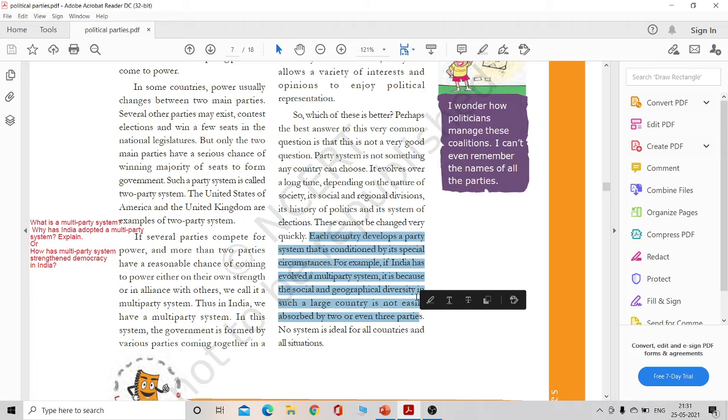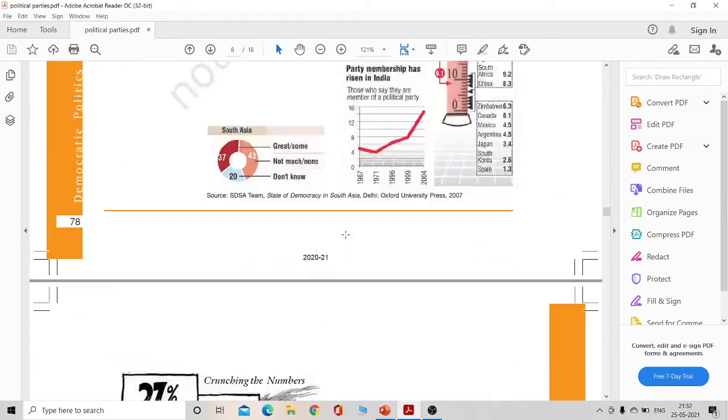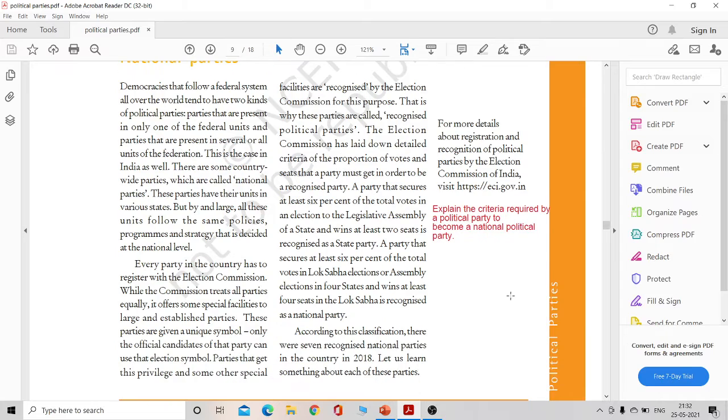So this justification you have to mention when you get a question: how has the multi-party system strengthened democracy in India, and why has India adopted a multi-party system? So this is your answer for the second part of the question. Moving further on, you get a question: explain the criteria. It's a very important three-marker question. Explain the criteria required by a political party to become a national political party, right?